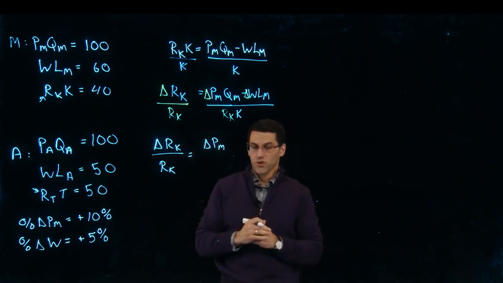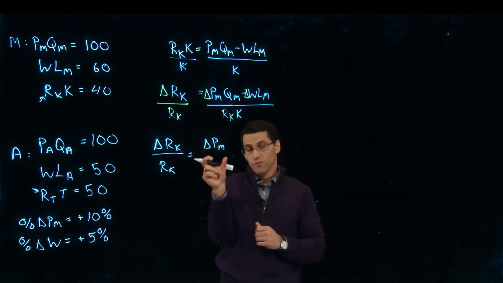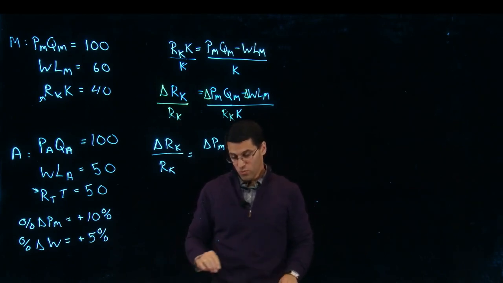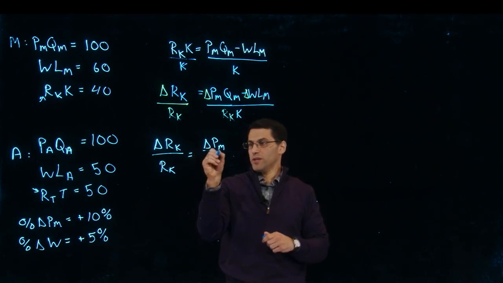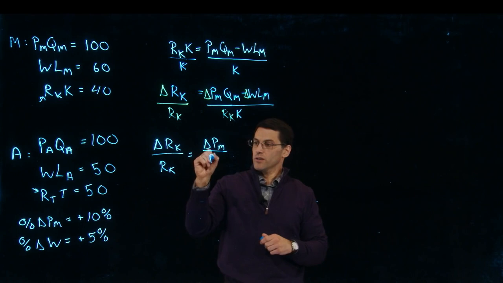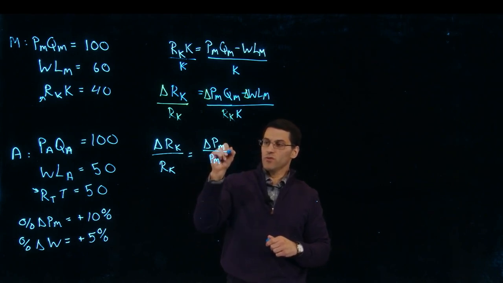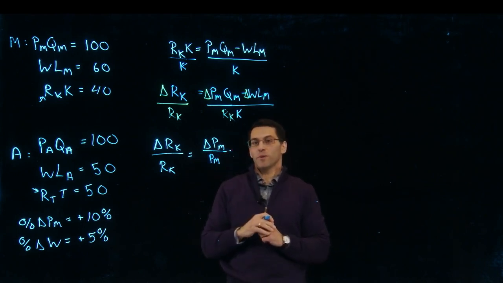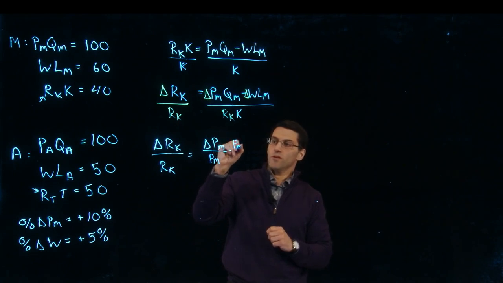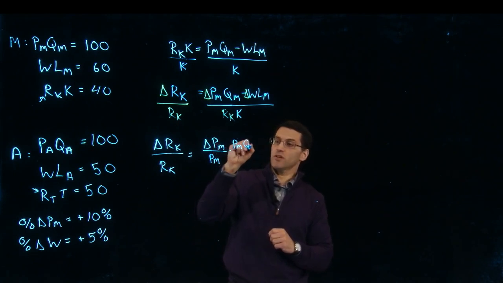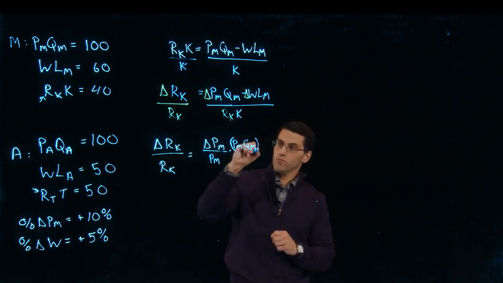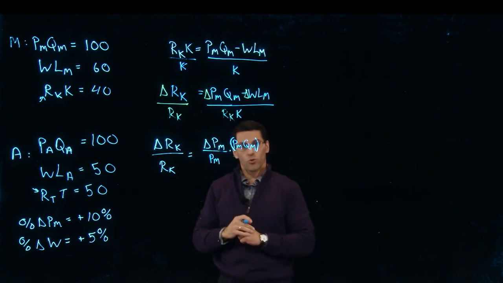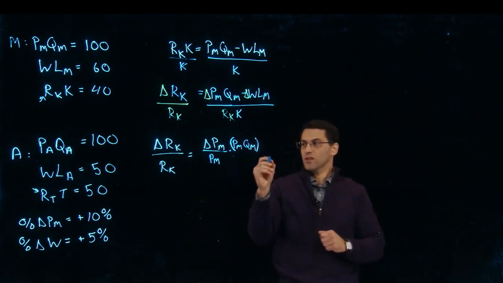change in the price of manufactured goods. In order to convert that into a percentage change, we're going to have to divide by PM. But in order to maintain the equality in our equation, we also have to multiply by PM, which is nice because that gives us PM times QM, which is total revenue in manufacturing.